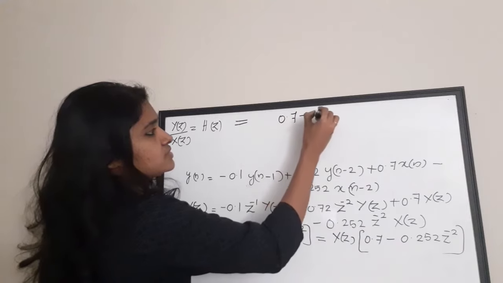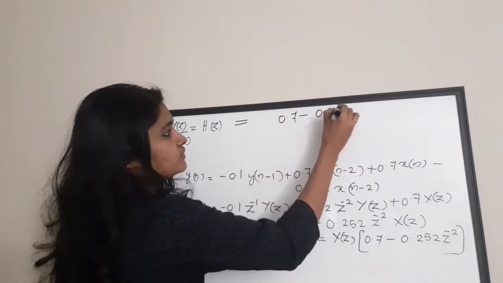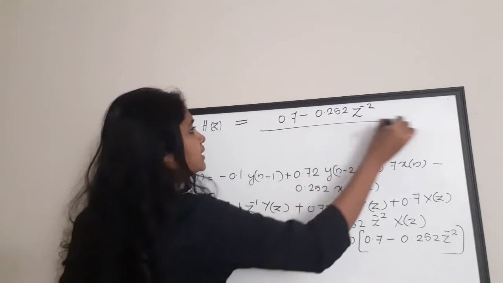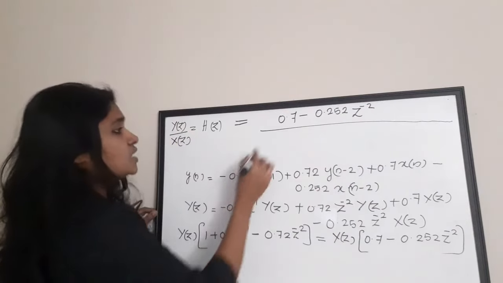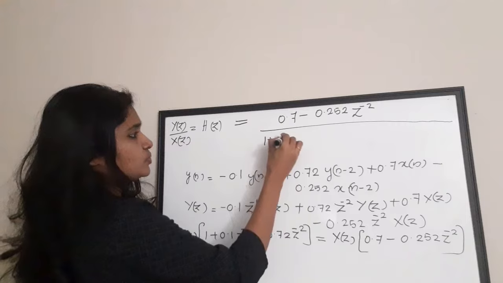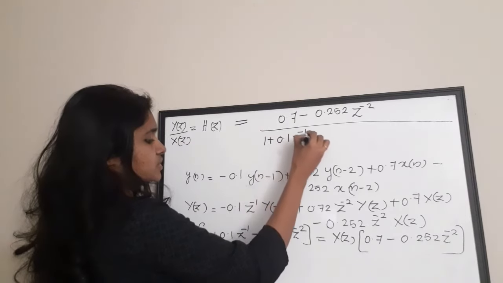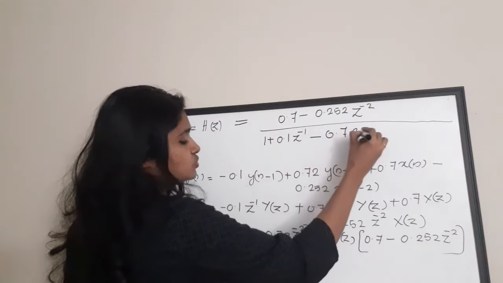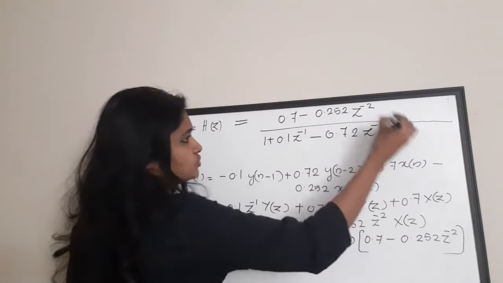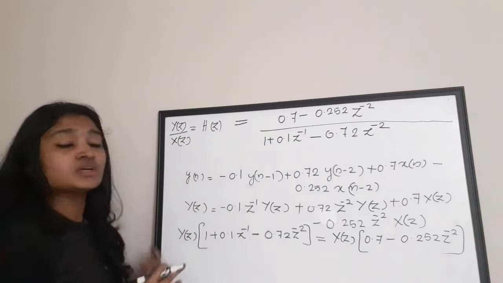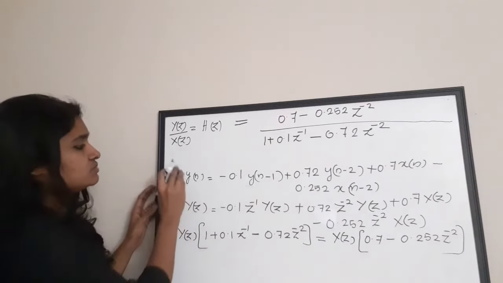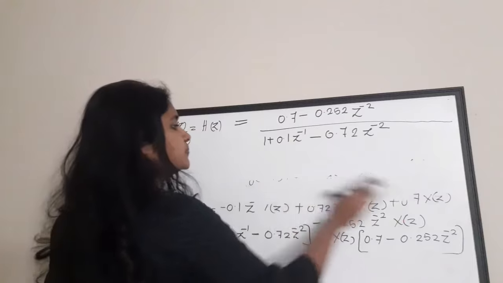0.7 minus 0.252 z raised to minus 2 by 1 plus 0.1 z raised to minus 1 minus 0.72 z raised to minus 2. So this is your transfer function. Now if you have this transfer function, you don't need any of this. I'm just removing all of this.